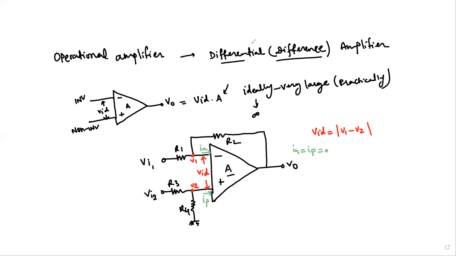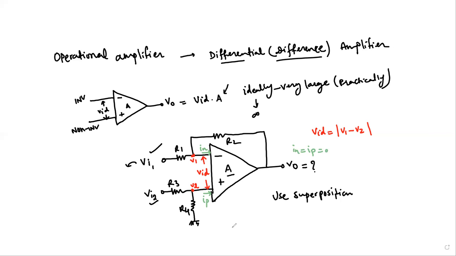Once we have these expressions, how do we obtain the expression for the output? We can use superposition, in which we make sure that one voltage source is activated while the other is made 0, and we obtain the expression for the output. In the next step, we activate the second voltage source and make the first one 0, and again get the output expression. Then we sum both of these outputs to get the final output.